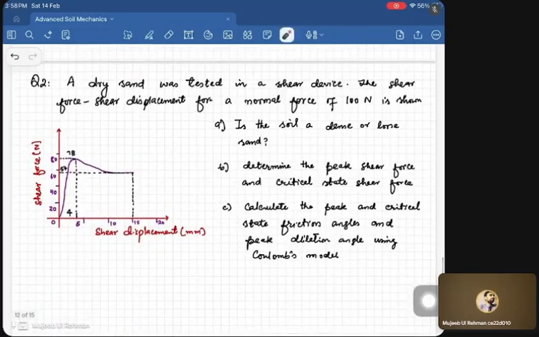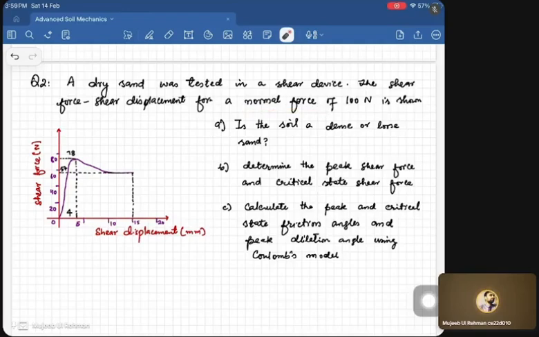Now we have another question here. It's asking that a dry sand was tested in a shear device. Okay, we have a dry sand that we have tested in the shear device, and the shear force displacement for a normal force of 100 kPa is shown. So it means it's a direct shear test where we have applied the 100 kPa load at the top, and then we are doing the shear displacement on the sample. So we have got the shear response and shear displacement plot for 100 kPa of normal force.